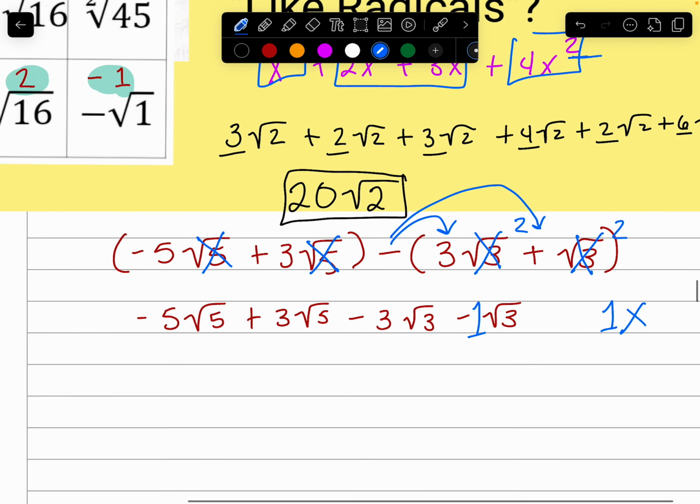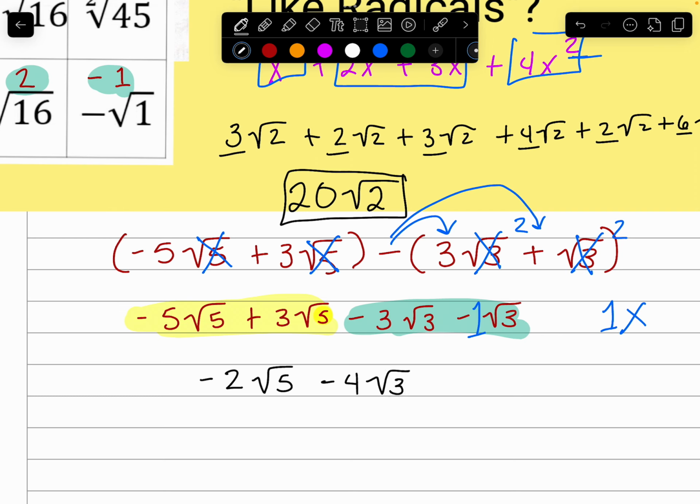So now we have -5 plus, so we only combine the like radicals. So instead of saying like term, we say like radicals. So these are like radicals here. So -5 plus 3 is -2 square root of 5. -3 minus 1 is -4 square root of 3. And so we leave it like this. You cannot add what's in the radical. You can only multiply what's in the radical, but you cannot add. So we're just saying there's -2 of square root of 5 and there's -4 of square root of 3. So that's how you add like radicals.